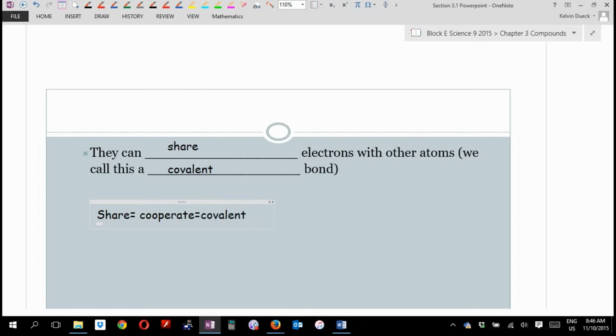Covalent, cooperate, share. You're sharing. You're not taking, you're sharing. If you're wanting a dumb way to remember that covalent bonds share electrons, they're cooperating, they're covalent, they're sharing.